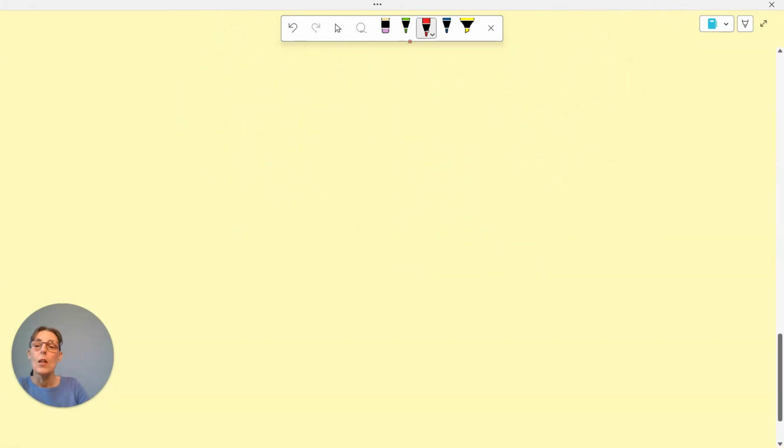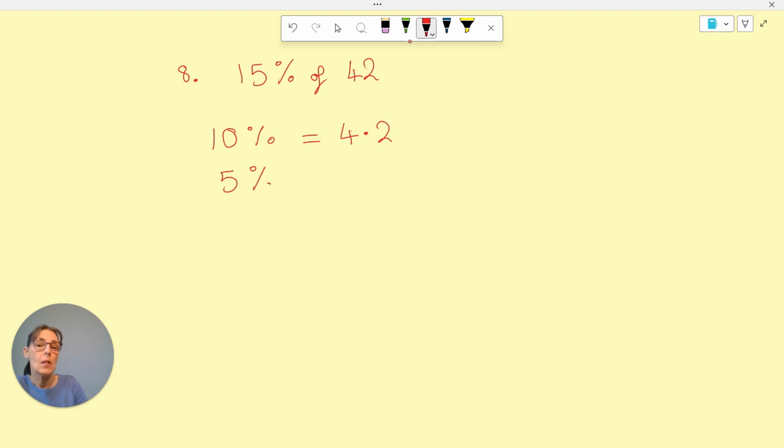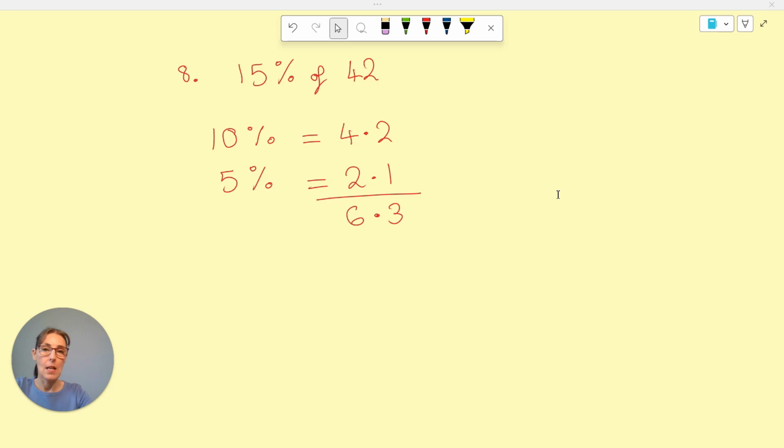Okay. So we are on number 8. 15% of 42. Well, 10% of 42 divided by 10 is 4.2. So 5% is half of that, which is 2.1. So 15% is going to be 6.3 because we put them together. Okay, let's go on to number 9 then.